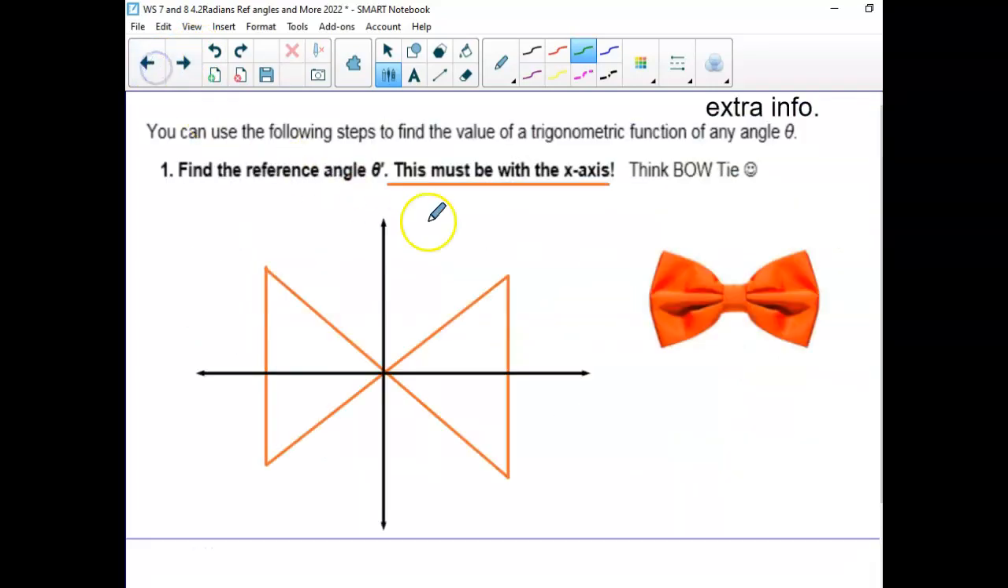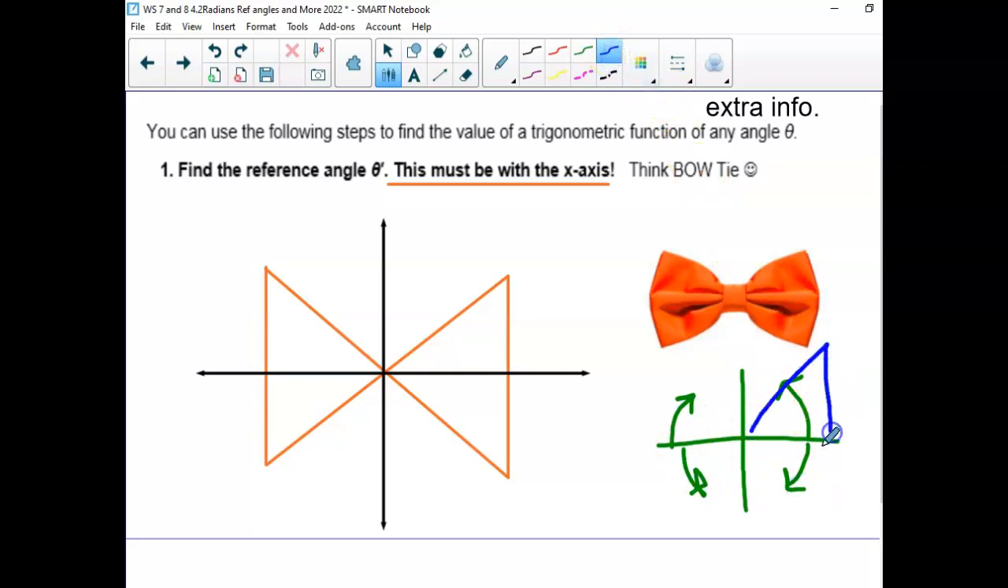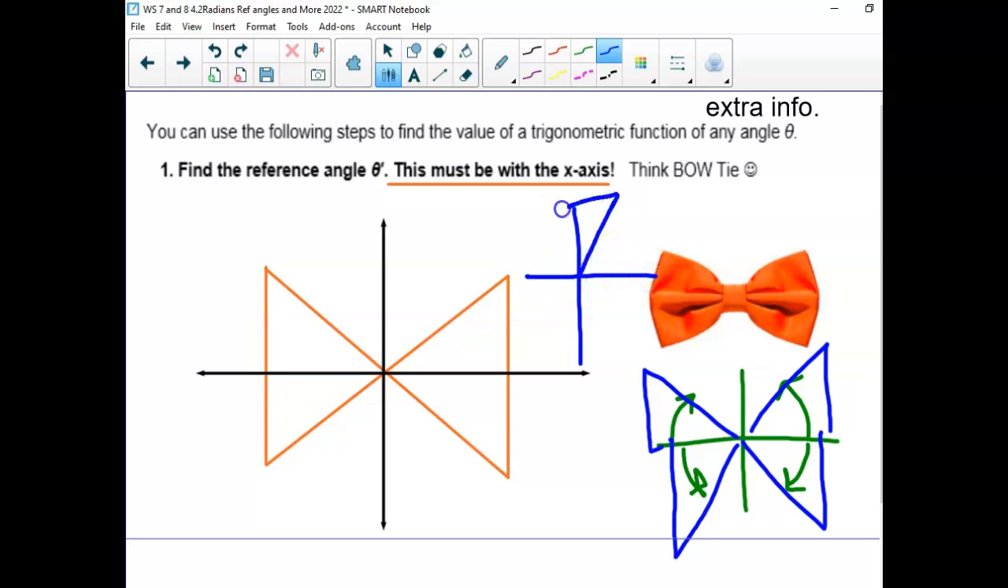Because we can only go this way, or this way, or this way, or this way, we say the triangles that we use will look like this, or this, or this, or this, and those are all going to make like a bow tie if we did all of them, okay? What I'm trying to say, guys, is if you draw a triangle, it's never going to look like that. You see what I'm talking about? It's got to be with the x-axis. That's why I call them the bow tie triangles.